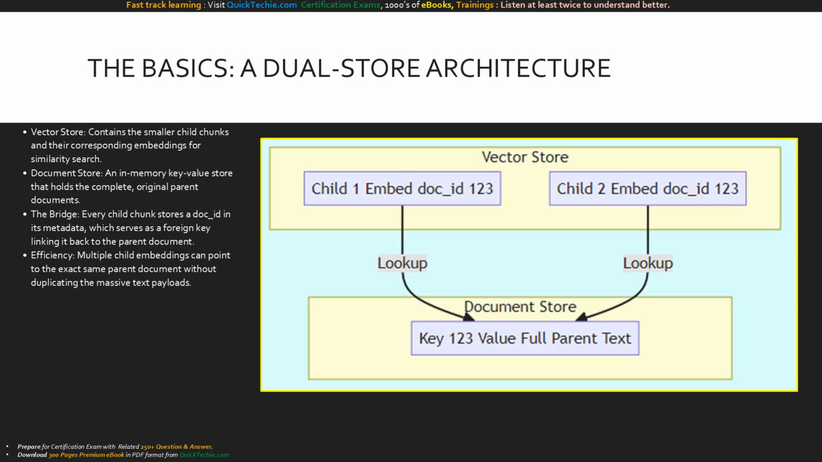Every child chunk in the vector store carries a unique docID tag. When a child chunk wins the similarity search, the framework reads that docID, queries the key-value document store, and retrieves the massive parent text effortlessly. Observe the schema mapping on screen. In the vector store on the left, we have multiple child embeddings, all sharing the same metadata tag, docID 123. When any of these children are triggered by a user query, a lightning-fast lookup occurs against the document store on the right, instantly pulling the full parent text via that shared ID.